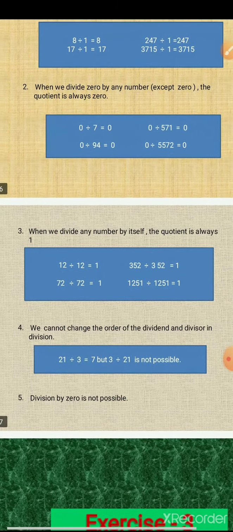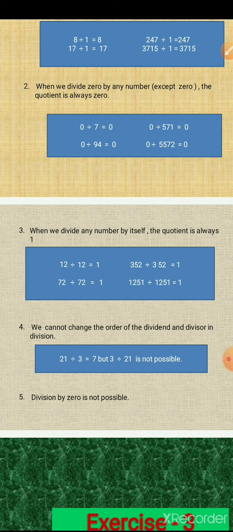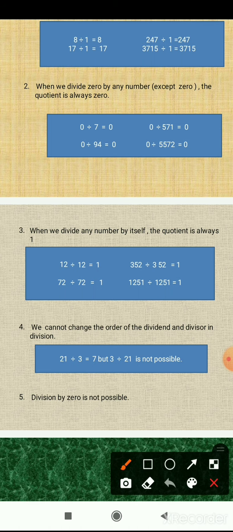Now the third property: when we divide any number by itself, the quotient is always 1. Here are some examples. We divide 12 by 12. 12 ones are 12, so we get quotient 1. Next example, 352 divided by 352. 352 ones are 352. We get quotient 1. In the third example, we divide 72 by 72, we get quotient 1.